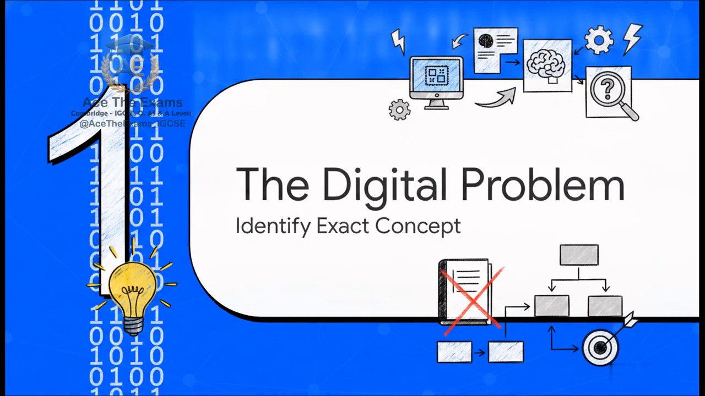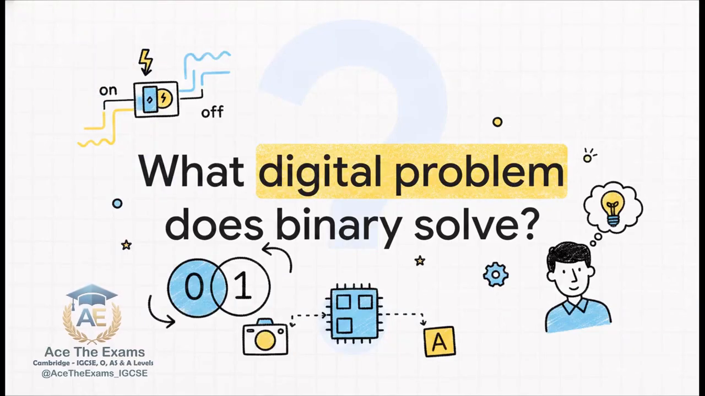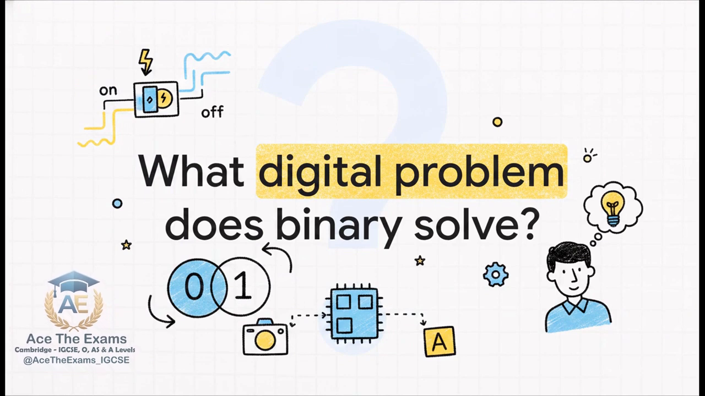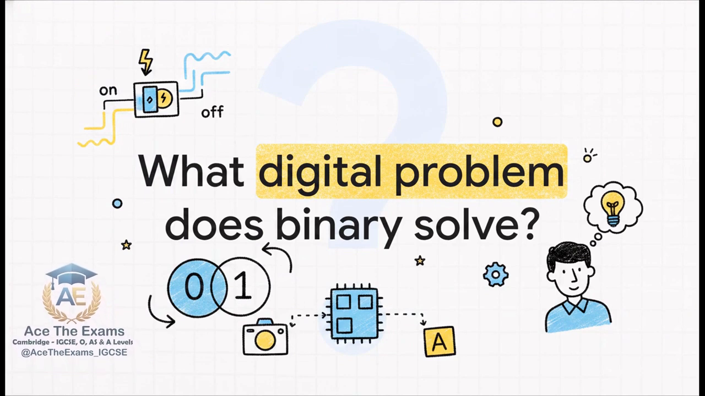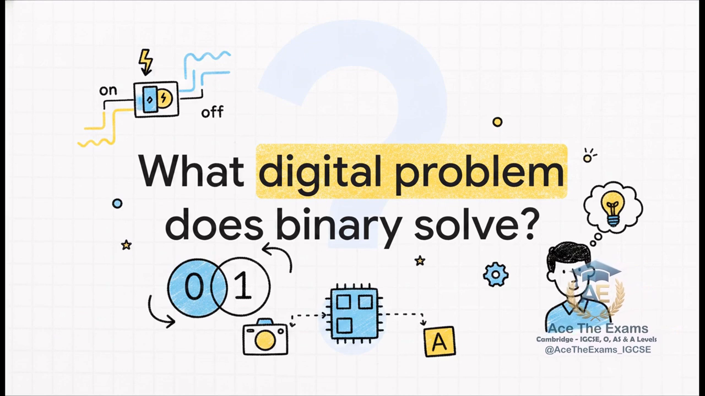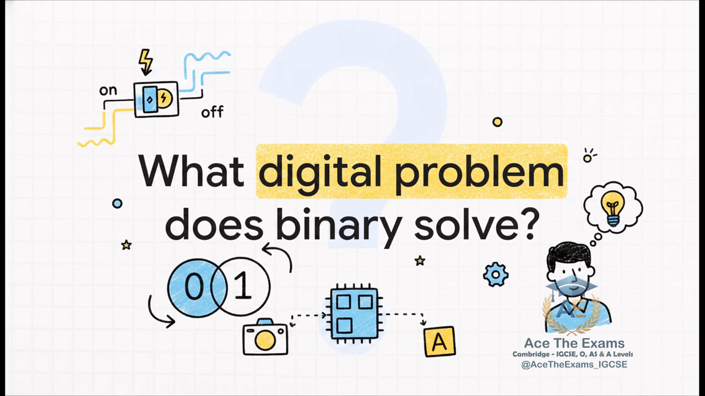Section 1. The digital problem. Let's identify the exact concept we're dealing with. Far too often, students treat computer science like it's just a giant vocabulary list. You know what I mean? You memorize that binary is base 2, you memorize that denary is base 10, you learn the mathematical conversion methods, and then you just stop there. That is exactly what Alex does, and that is precisely why Alex loses all the higher-order evaluation marks. If you view these number systems as isolated definitions, you are entirely missing the architecture of the Cambridge syllabus.